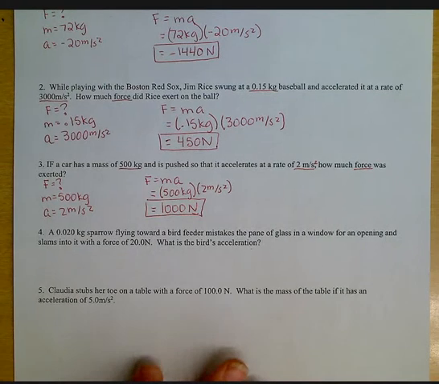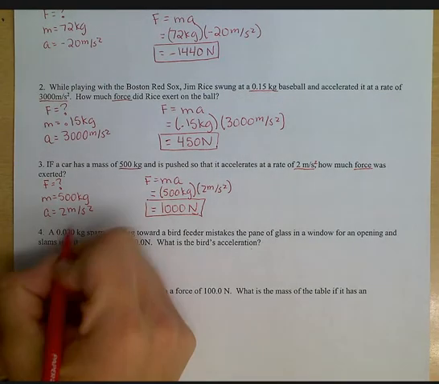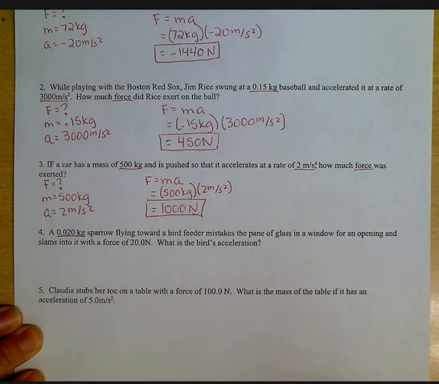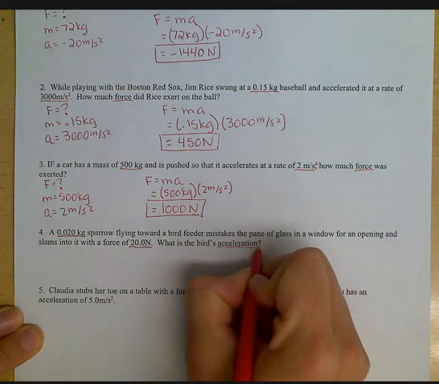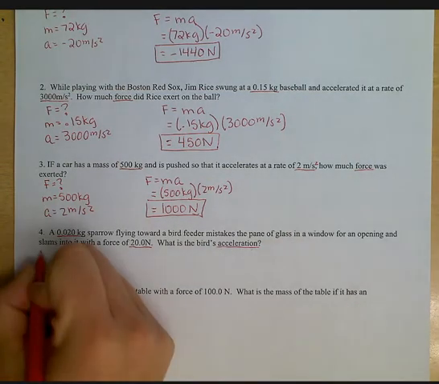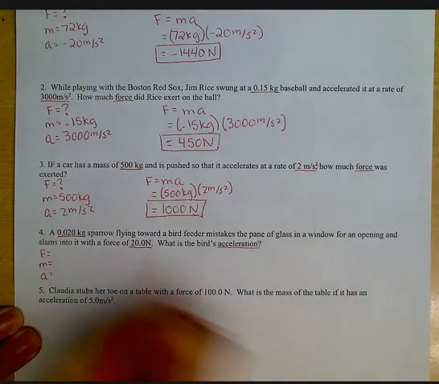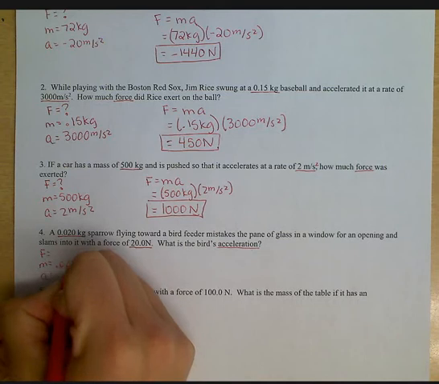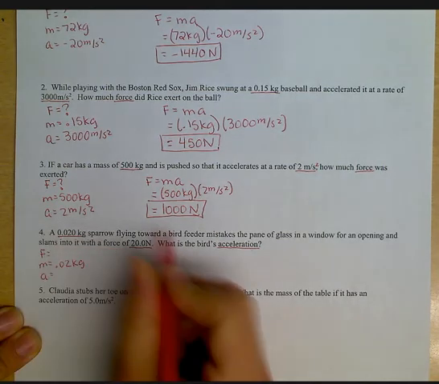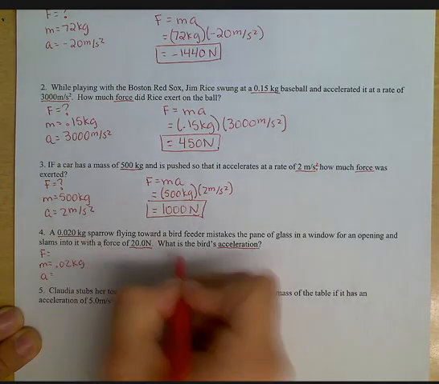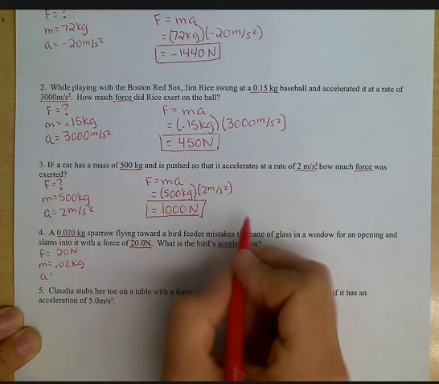Number 4. A 0.02 kilogram sparrow flying towards a bird feeder mistakes the pane of glass in a window for an opening and slams into it with a force of 20 newtons. What is the bird's acceleration? So this one's a little bit different. We'll write out what we know. Mass is probably the easiest. The mass is 0.02 kilograms. And it tells me I have a force of 20 newtons. I'm looking for an acceleration.